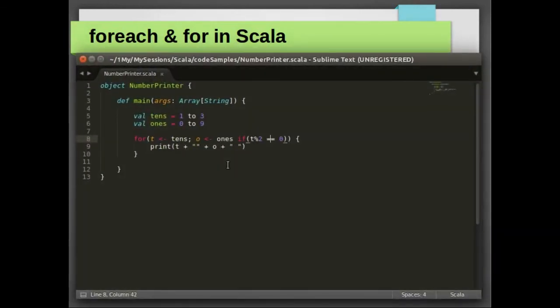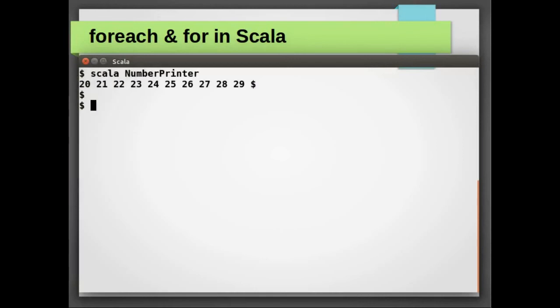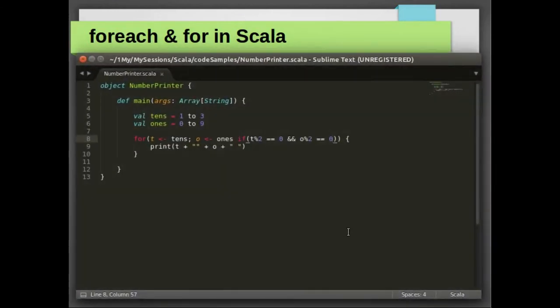Let us try to put guard statement for both inner and outer loop. Let's compile it once again. And we can observe the result as all the even numbers from 20 to 29. So this is pretty much about loops in Scala. I hope you have enjoyed coding loops in Scala.